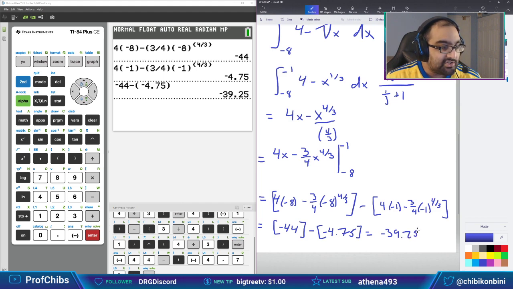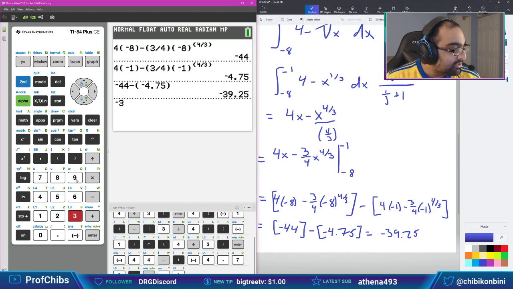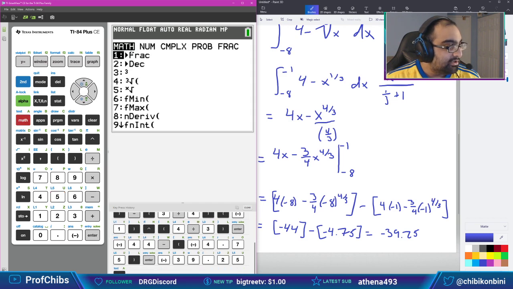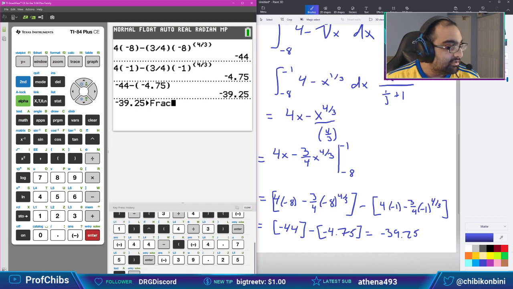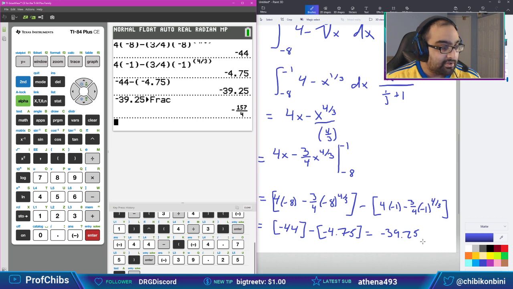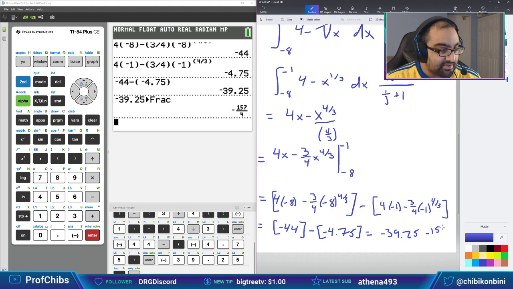Now remember what we said here. Negative values are okay for area, okay? So this is fine here for this particular problem. If you want to convert negative 39.25 into a fraction, you can do it this way. You can hit the math key. You can go to number 1, which says fraction. And it will tell you exactly what it is in fractional format. It is minus 157 over 4. And there we go. Got it.